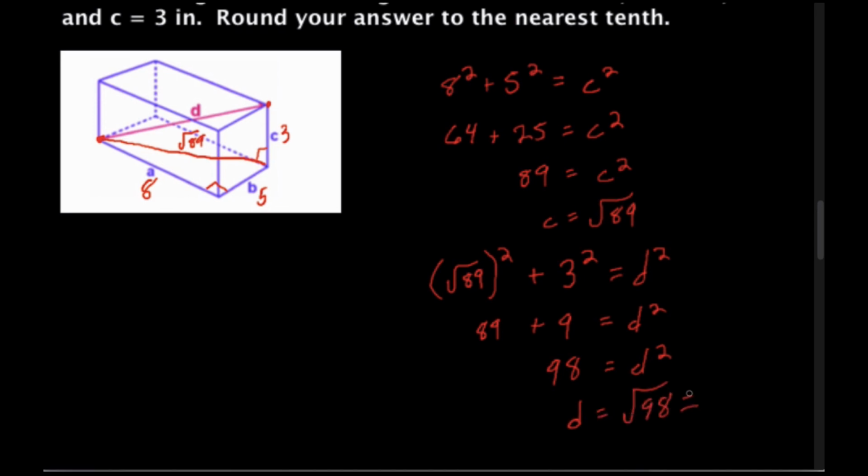And the square root of 98 is approximately 9.8994, and that should be enough. It goes on to infinity. And we have to round it to the nearest tenth. Here's our tenth, so we look at the hundredths place. That's above a 5, so we're going to round this up. D is approximately 9.9 units. Or, I'm sorry, the units in this case are inches. I forgot about that. 9.9 inches.